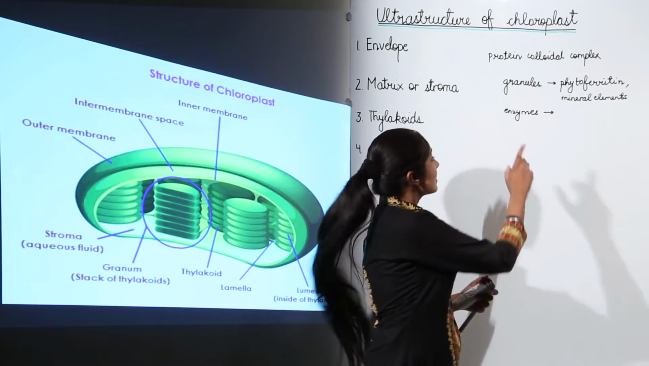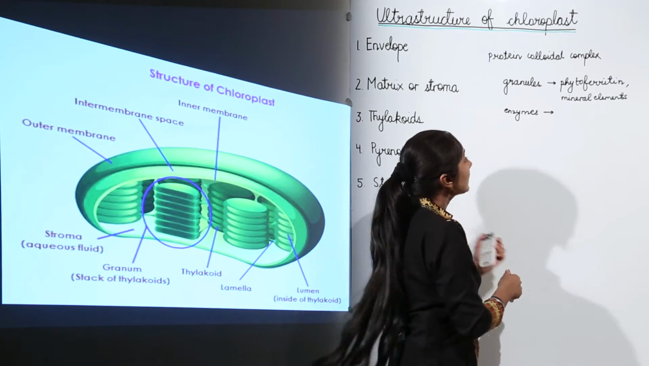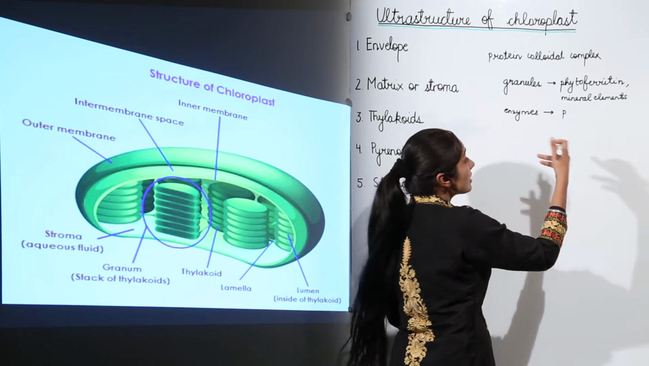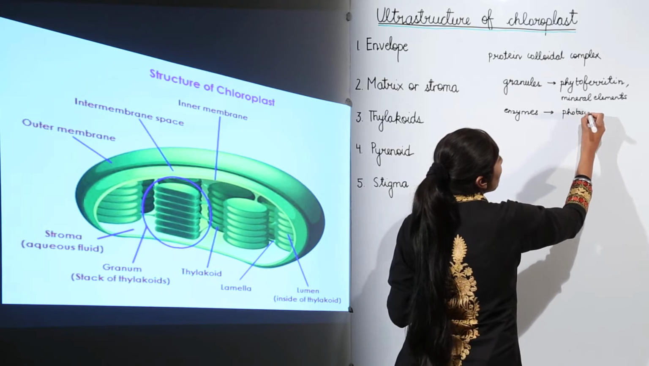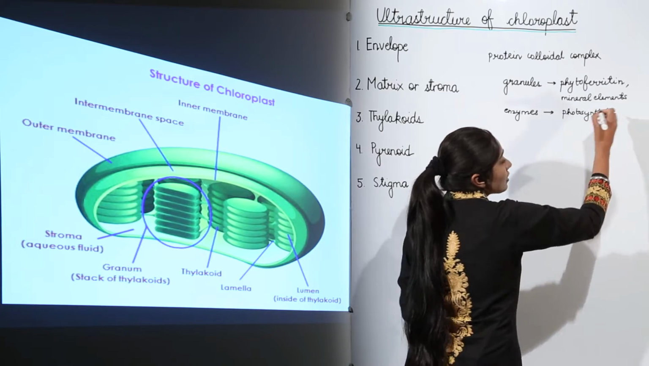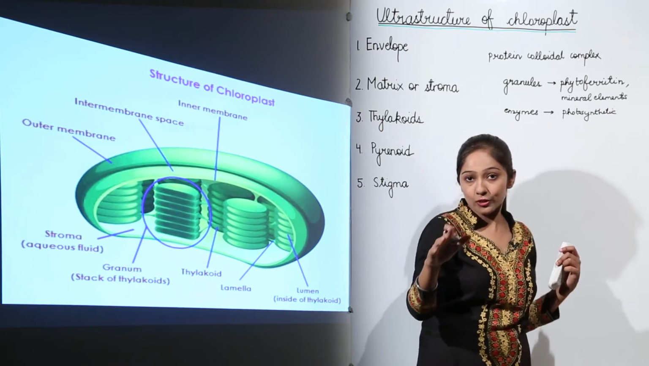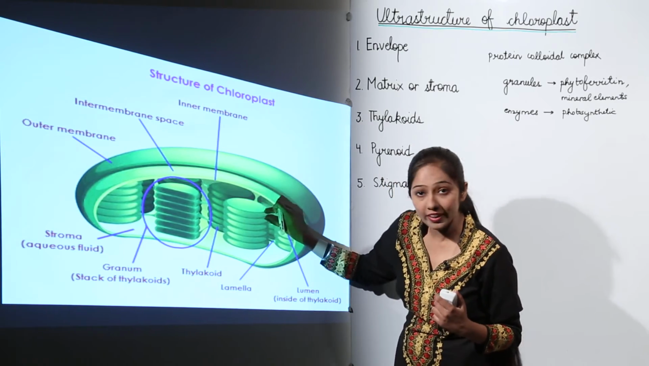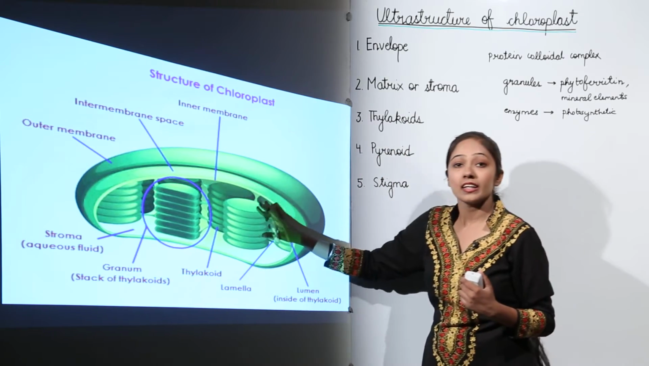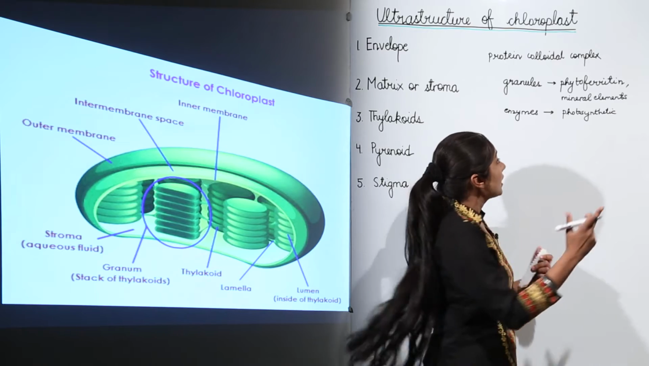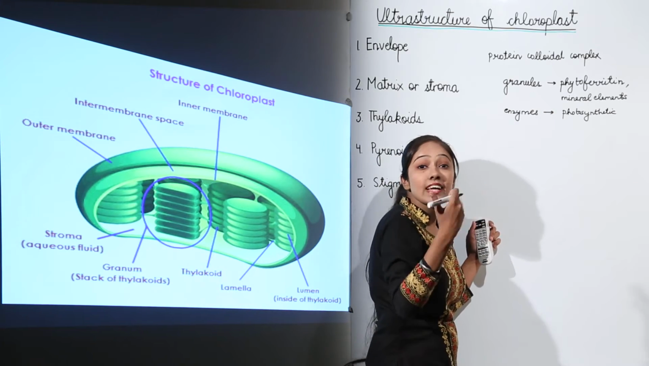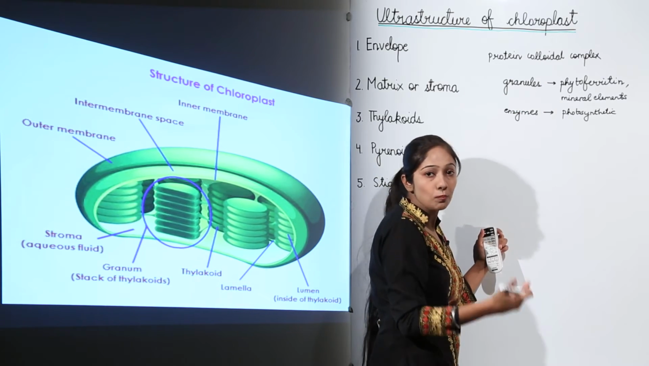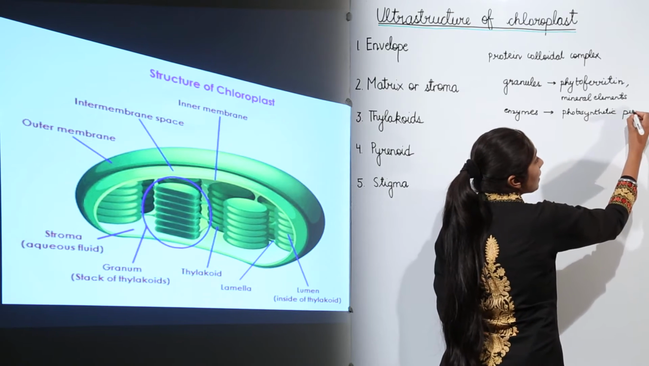What function do these enzymes actually perform in the chloroplast? Let us just give you an overview. They help in the synthesis of photosynthetic pigments. Which is a photosynthetic pigment? It is chlorophyll. I told you earlier that chlorophyll is contained in the thylakoid. So in the thylakoids there is the photosynthetic pigment, chlorophyll, and that chlorophyll is synthesized by the action of certain enzymes. So enzymes help the chloroplast to synthesize photosynthetic pigments.